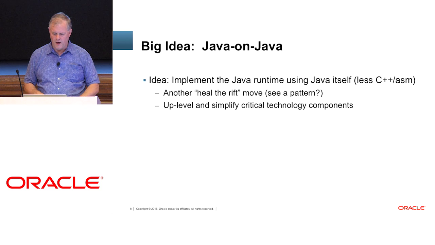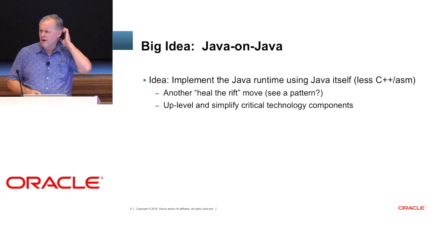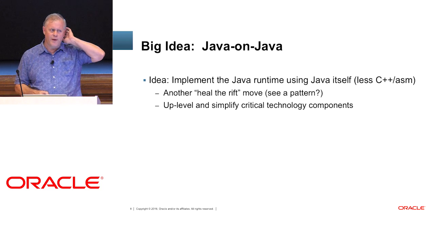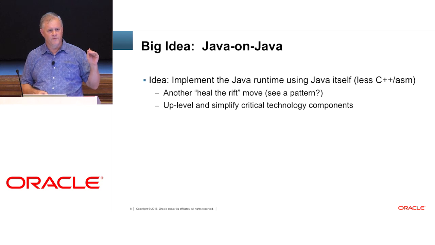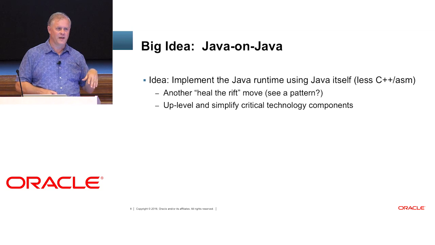Okay, here's another big idea. Java on Java. What do I mean by that? I mean implementing the Java engine, the Java execution environment, using Java. So Java is implemented on top of itself. So it's a meta-circular move.